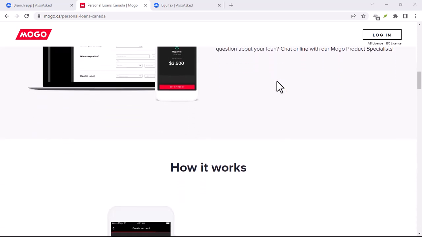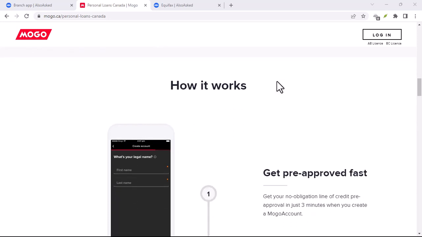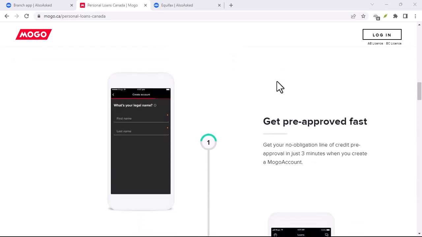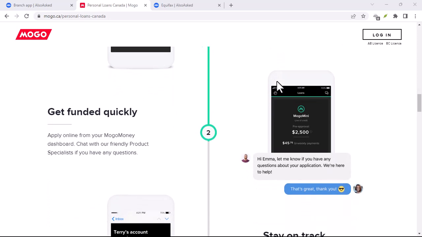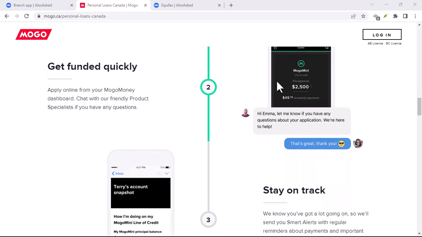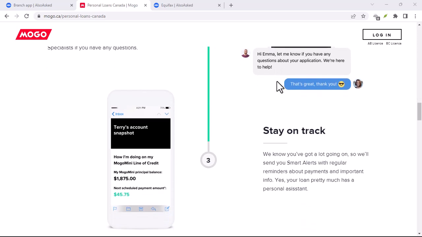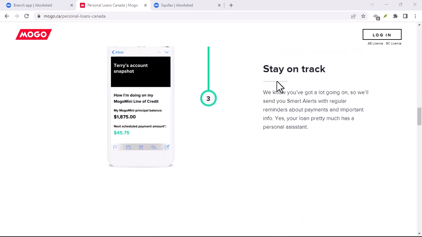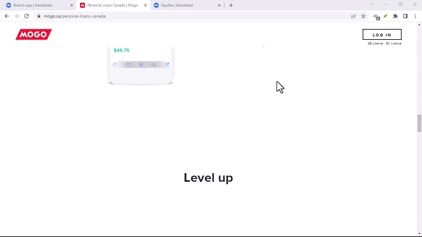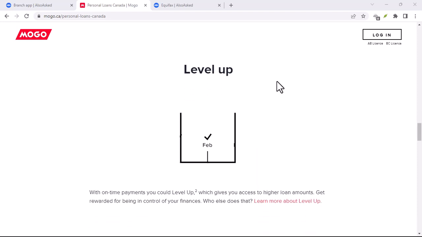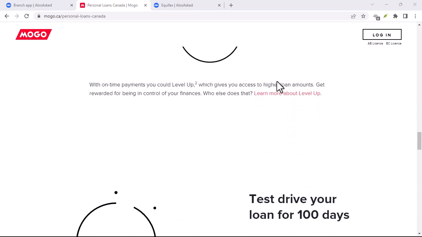Mogo's interest rates for secured loans are generally lower than their interest rates for unsecured loans. This is because secured loans are less risky for the lender, as the lender has collateral to fall back on if the borrower defaults on the loan. Mogo's interest rates are competitive with other online lenders. However, it's important to shop around and compare rates from different lenders before you apply for a loan.